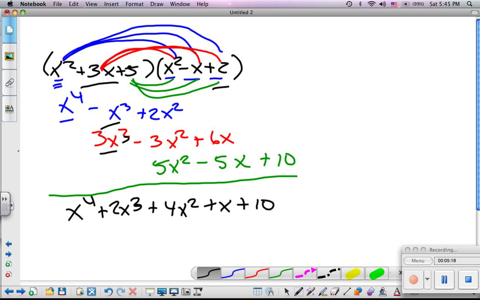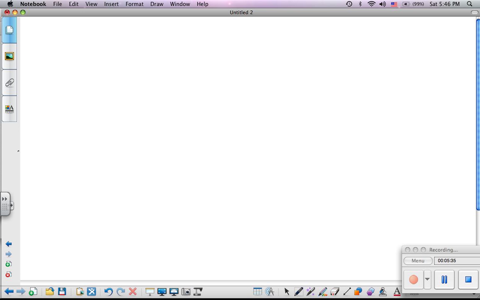Okay, finishing up our special products. We want to see the formulas quickly and maybe one example for difference and sum of cubes. So let me do that one next. So we have a formula. If we have a difference of cubes, something like x cubed minus y cubed, right? Difference of cubes.